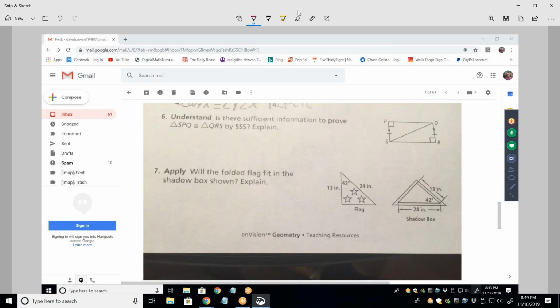Okay, so let's look at number 7. If we fold that flag along that line right there, we are left with this triangle, correct? What are the dimensions on that triangle?